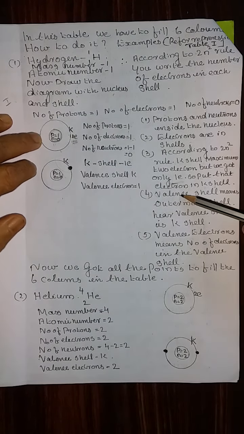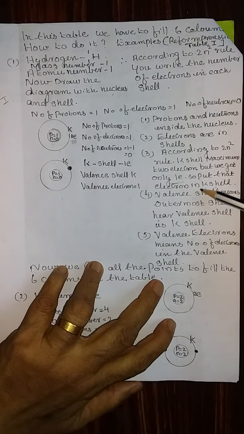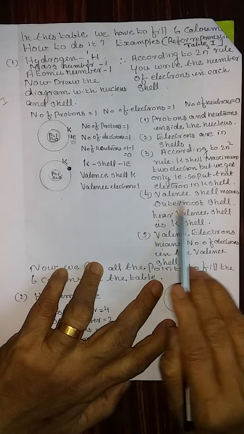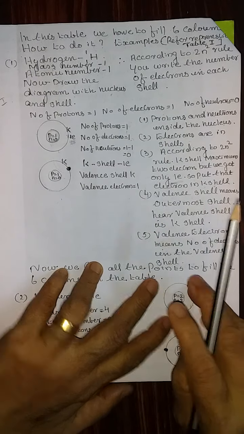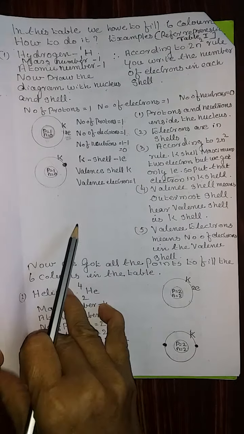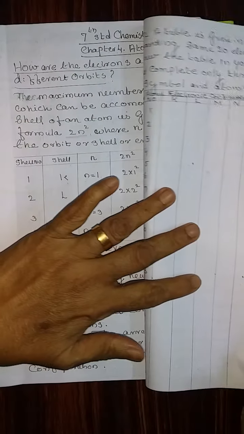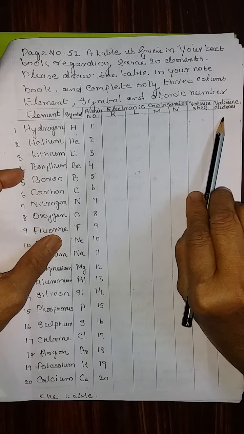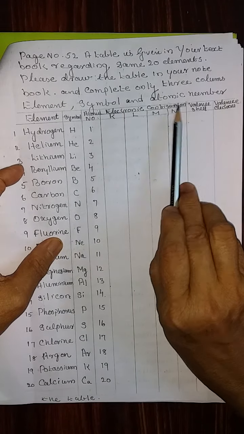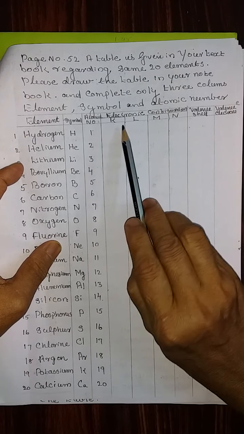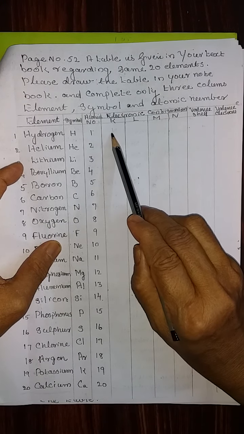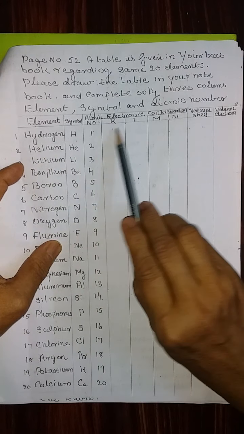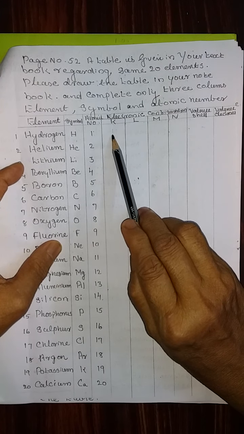The next two columns are completed by listening to this. Valence shell. What is known as the valence shell? Here in this column, it is given what is in K. Two things they asked: the valence shell and the valence electron. Here the electronic configuration is given. That means if you got one electron in the K shell, you can write 1 here. Hydrogen has one electron in the K shell, therefore you put 1 here.